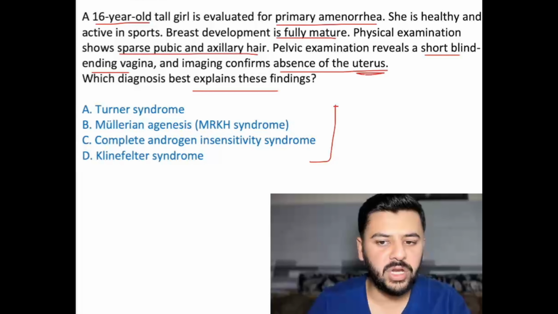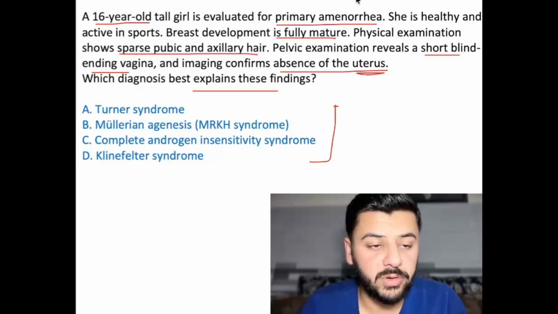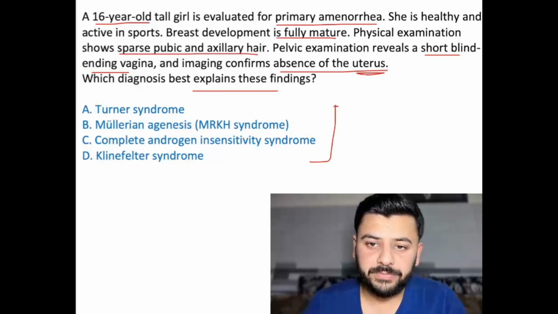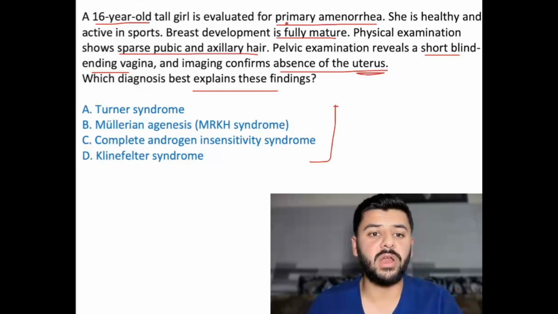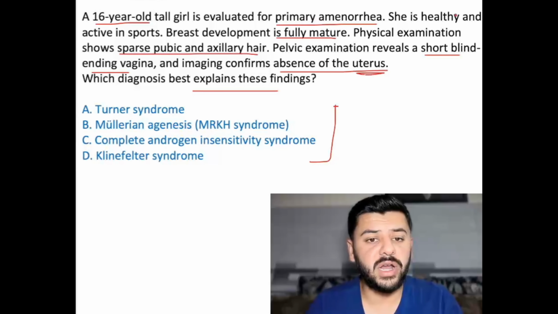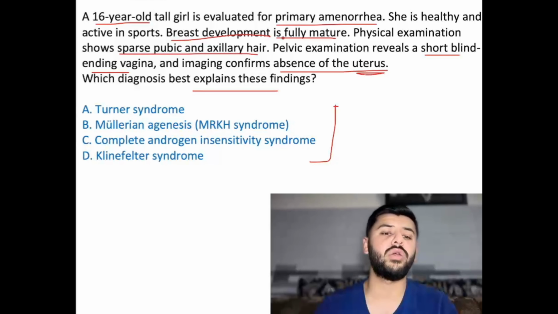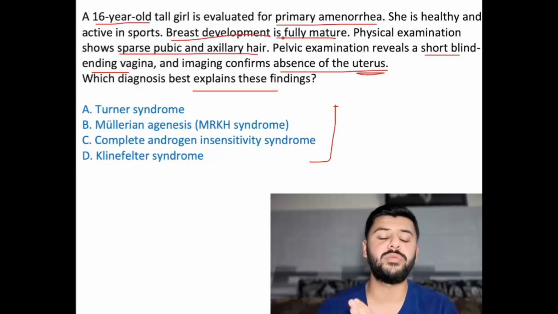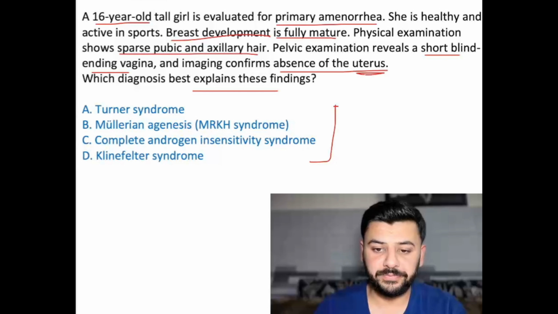Now let's decode every clue they are giving to us and how you're going to approach this question when it shows up on NBME or the real deal. First of all, I'm not seeing any periods here, so that is primary amenorrhea. They're handing you this. There are a lot of other causes of secondary amenorrhea as well, but what I'm seeing right now is primary amenorrhea. Now the next thing you're going to find out is, is estrogen present or not? If breasts are forming, it means the estrogen is in a good quantity. The problem does not lie with estrogen. You have estrogen because the breast development is fully mature.